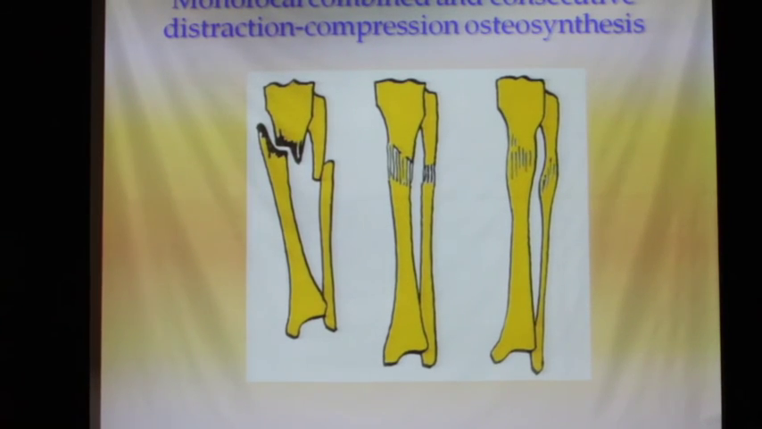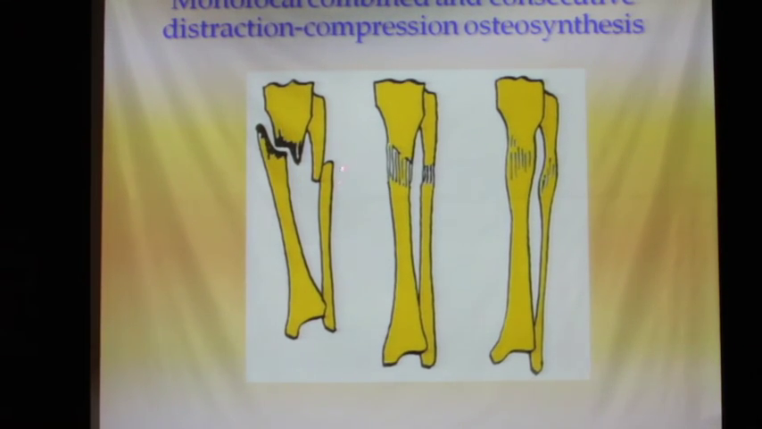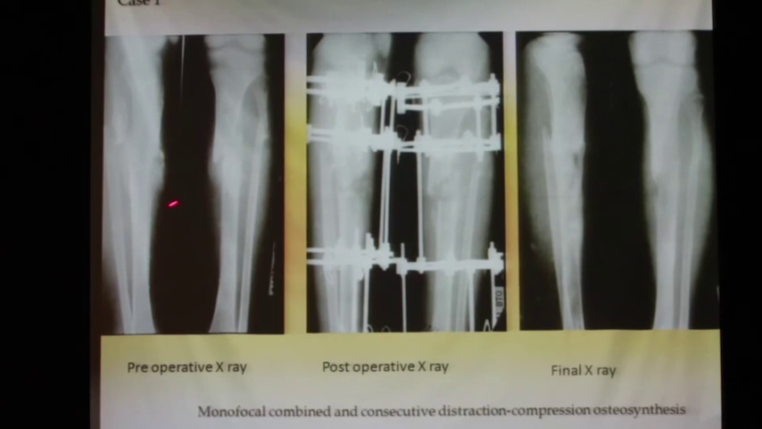This is a monofocal combined and consecutive distraction compression osteosynthesis. For example, this is a case where there is an overriding of the fragment, fibula is there. So what we will do in this case is distraction and compression. Next. So in the same case, this was the case there. We have distracted that and we will come. You can see that beautifully the bone has united.